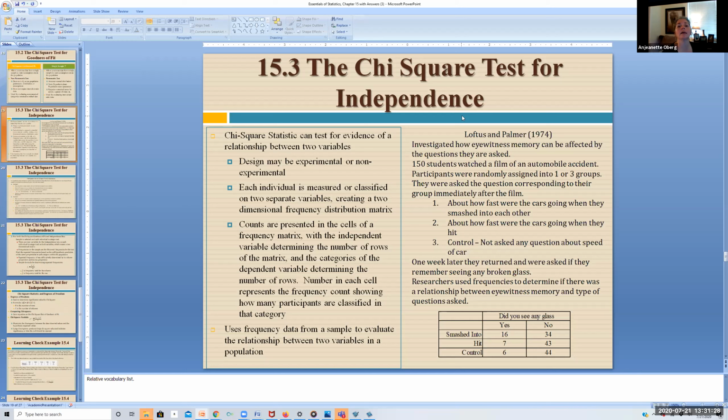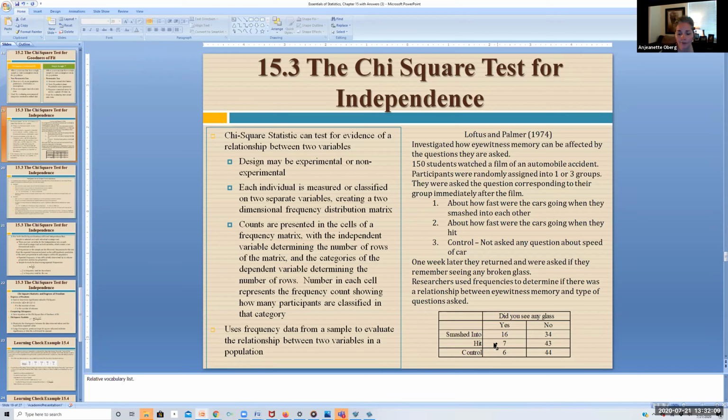One week later, they come back in and they're asked if they remember seeing any broken glass in the video. What we're trying to see is the relationship between the type of question they were asked and how they respond about the broken glass. The broken glass is just a yes or no. So this matrix is formed down here where for the broken glass, they either said there was or wasn't, and this is based on what group they were in. If they were in the group that was asked how fast they were going when they smashed, 16 said yes, there was glass, and 34 said no. So altogether, there were a total of 50 people in that group.